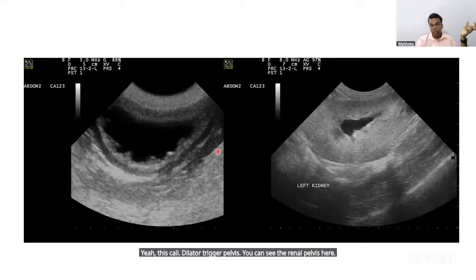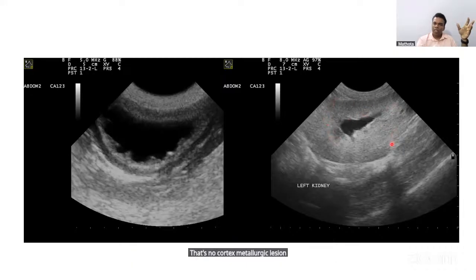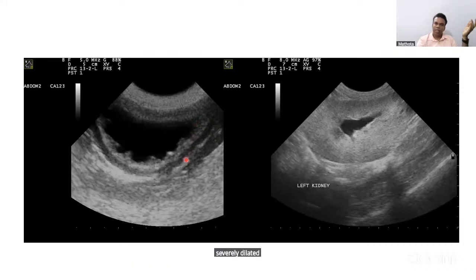Then, with disease progress, this will increase here. This is a somewhat dilated renal pelvis. In this kidney, you have lost the cortex medullary distinction. There's no cortex medullary distinction in this kidney. Then at the late stage, you will see it like this: severely dilated renal pelvis and reduced renal cortex and medulla. This is a severe hydronephrosis condition.